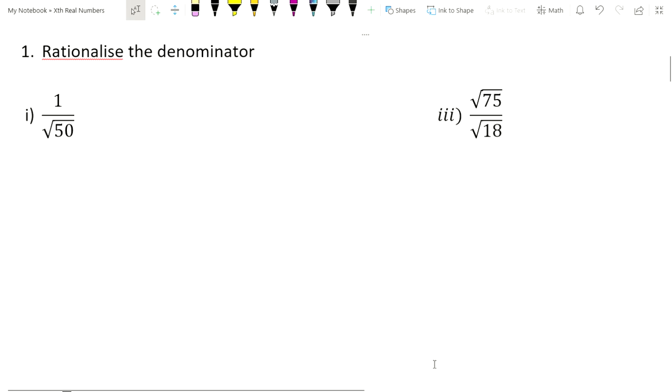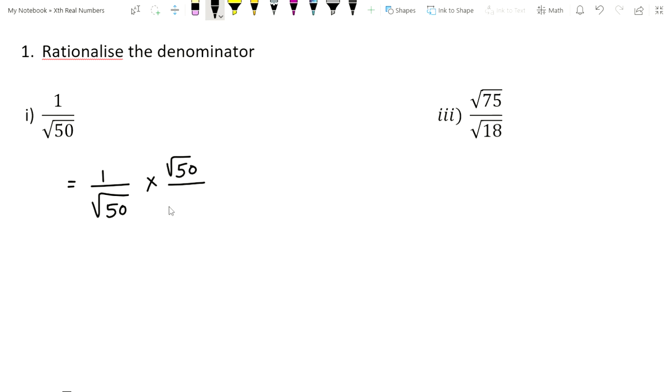Rationalize the denominator. First question, 1 by root 50. So the denominator we are going to rationalize. First you take the number 1 by root 50. This root we need to eliminate. So what do you want to do? What is there in the denominator? You have to multiply both the numerator as well as the denominator. This is the conjugate method, they will say.